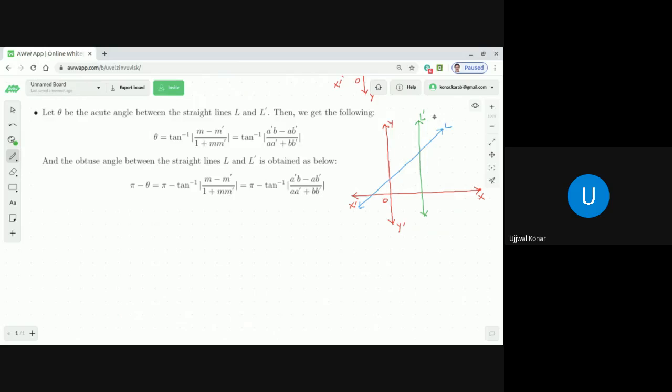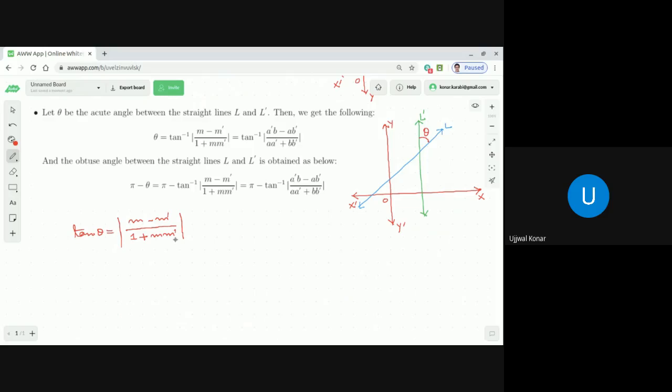Now, if you see, there are two angles between them. One is that acute angle. So this is the acute angle. Now, if we consider this acute angle as theta, then how can we find the value of theta, dear students? We can write that tan theta is equal to the mod of the difference of their slopes, that is in the numerator, m minus m dash, divided by 1 plus m into m dash, that is the product of their slopes, plus 1.